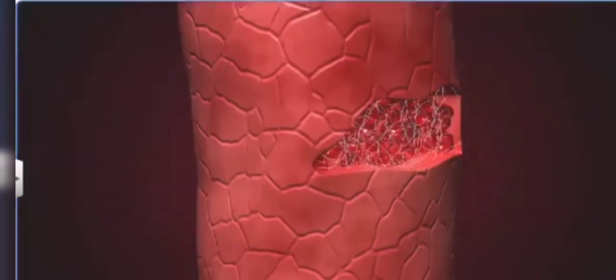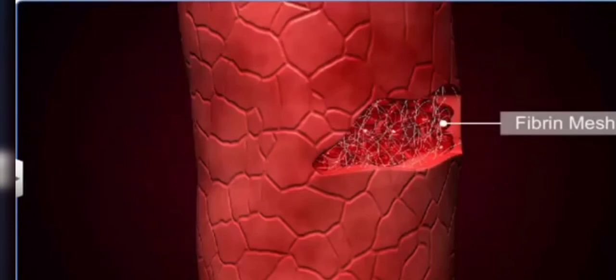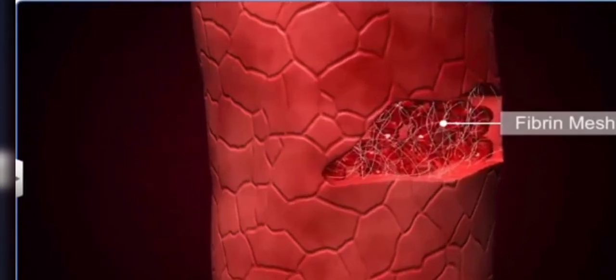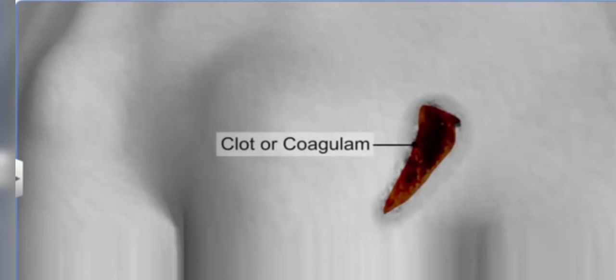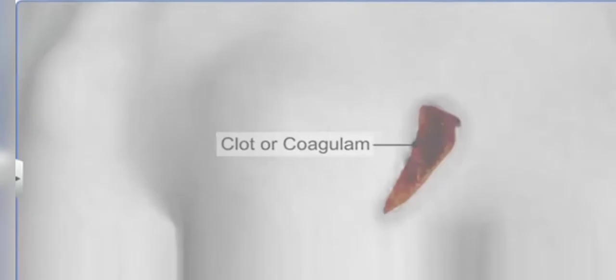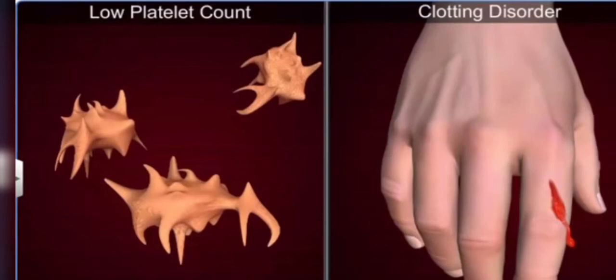Fibrin forms a mesh in which dead and damaged blood cells are trapped to stop blood loss. The mesh looks reddish brown and is called a clot or a coagulum, and is formed in 3 to 5 minutes. Reduction in platelet count can cause clotting disorder causing severe blood loss.